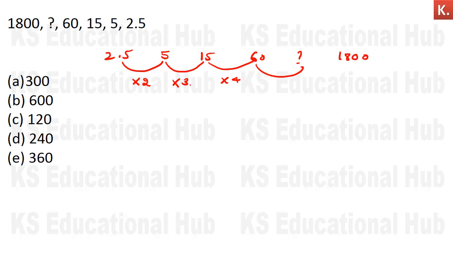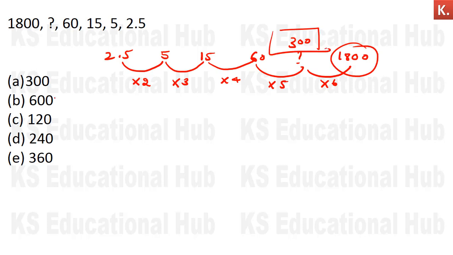Then 2, 3, 4, the next one has to be 5. So 60 into 5 is equal to 300. The next one has to be 6 here. So 300 into 6: 6 into 3 is 18, so 2 zeros will be there, giving 1800. Therefore it is absolutely correct. Because it is following the pattern, I can certainly say that our answer has to be 300. That is option A here.